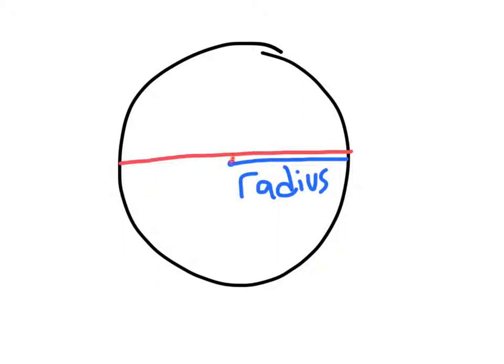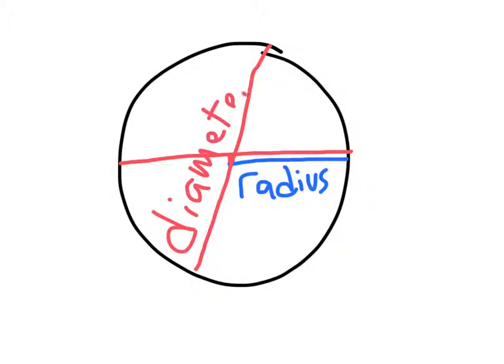We also have another line that goes from one end of the circle to the other, and it sort of cuts through the center, right? And it can go through any direction. And this line going from one end to the other is called the diameter. So when we look at it, I see that the diameter is twice the length of the radius. We're going to remember that.